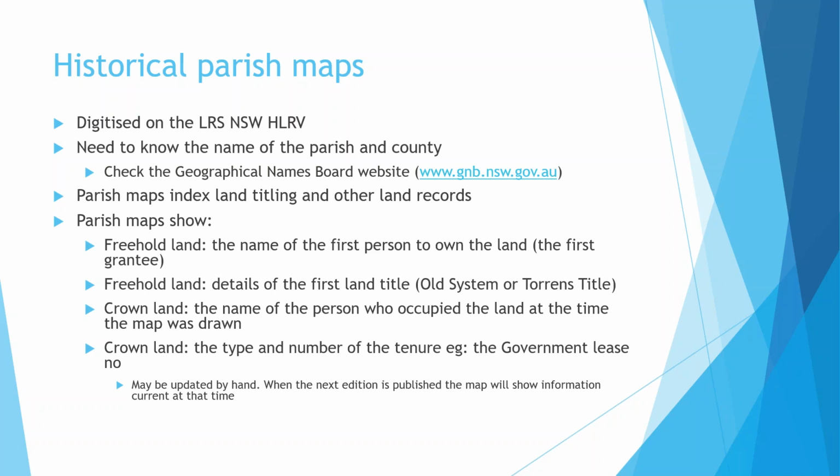So if you know what the closest town was, you can put the name of the town into the GNB website and it will tell you the name of the parish and the county that the place you're searching for was in. So if you've got a smaller place or a village or whatever the place that you're searching was known as, try putting that in and see what comes up.